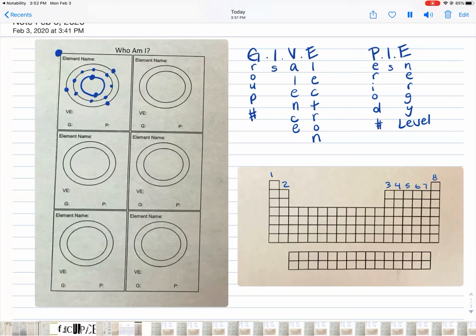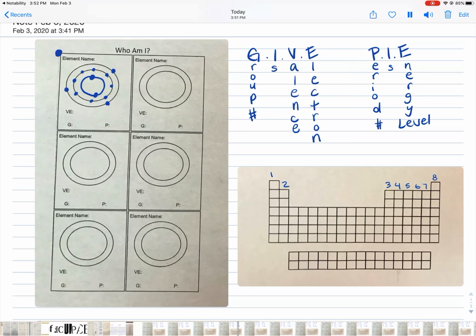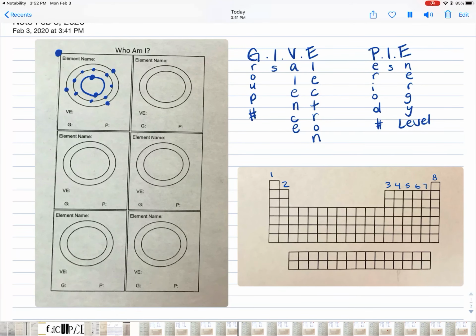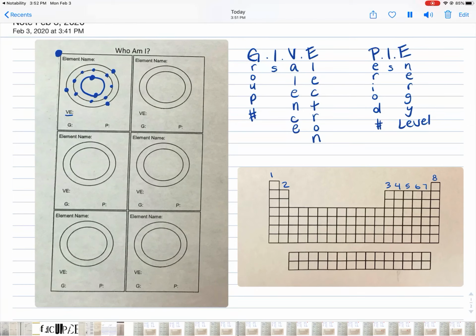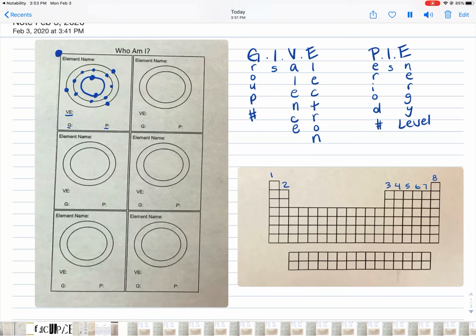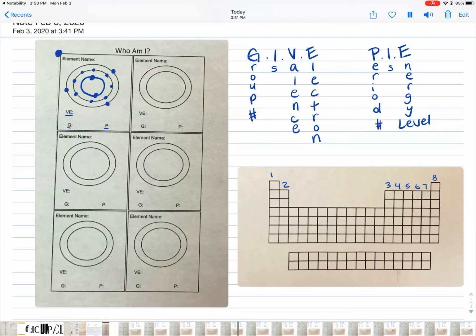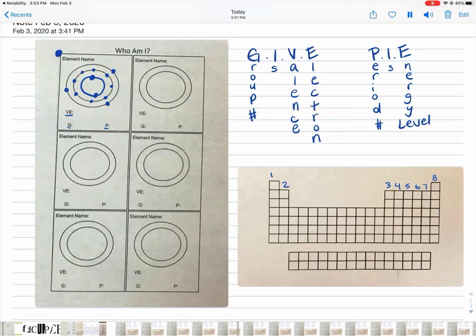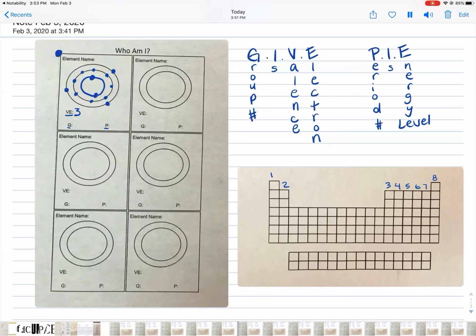Now from here, we could count up protons. We can figure out the element name quite simply, but I want to practice, though, counting our valence electrons to figure out the group number and the period number. This VE stands for valence electron, G is group number, P is period number. So looking at this atom, to count the valence electrons, you're going to look at the very, very outside ring, the very outermost one being used. In this example, we have 3, so we have 3 valence electrons.